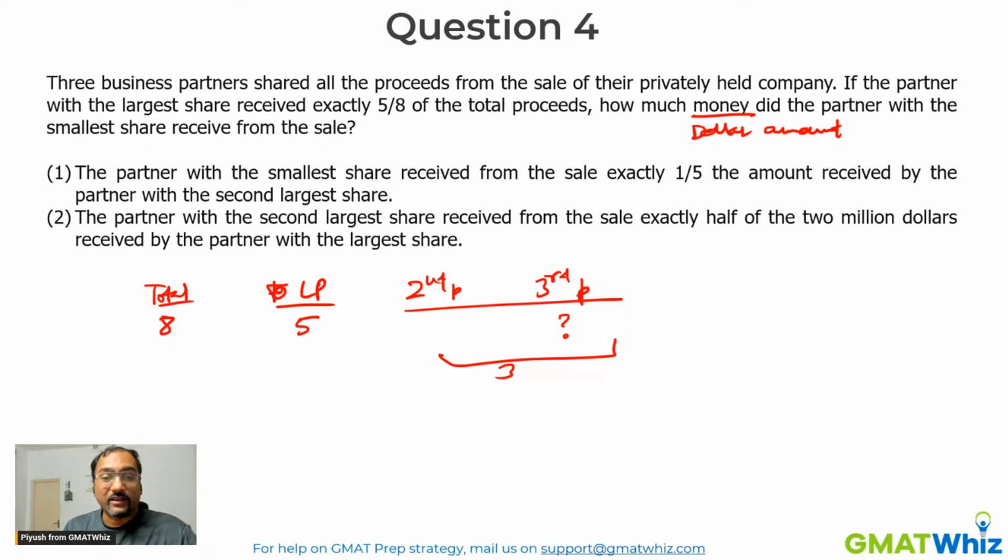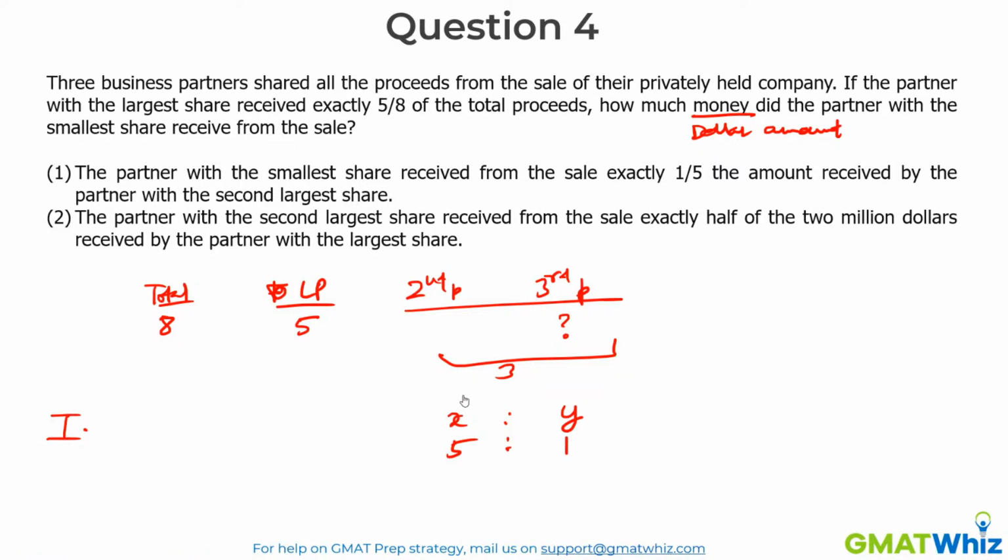Now, let's go to statement 1. Statement 1 tells me the partner with the smallest share received 1/5 of the amount received by the partner with the second largest share. So if I look at statement 1, I can at best get the ratio of the second and third partner. If you want to be very precise, you can write 5:1 because the smallest partner is getting 1/5 of the share. Now I can use this information and find the ratio of all 3 people, but still I will not be able to find the dollar amount he actually ended up receiving.